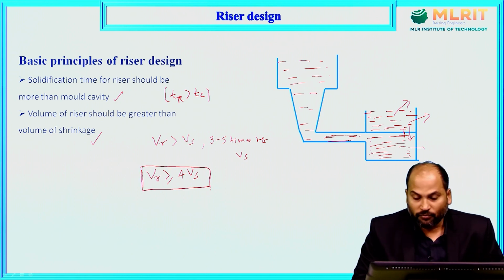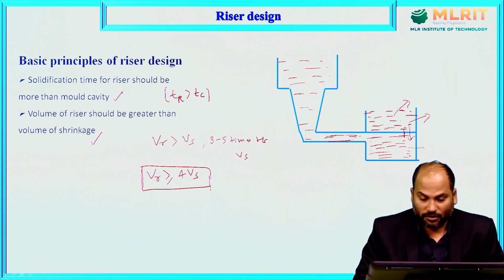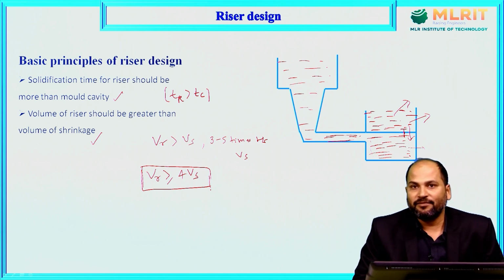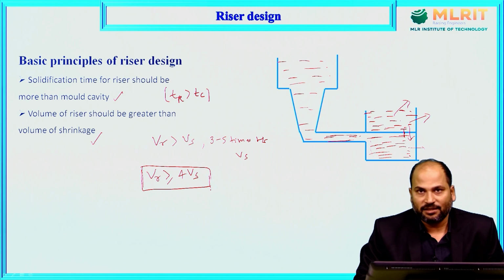So if the molten metal volume in the riser is greater than almost 4 times the volume of the shrinkage, then we can safely say that whatever shrinkage has occurred in the mold cavity can be easily filled by the riser. So these are the two basic requirements of riser design that need to be considered at the time of designing the riser. To understand these two basic principles, I have taken one numerical. Through that we will further understand how to go inside this basic principle of the riser design.